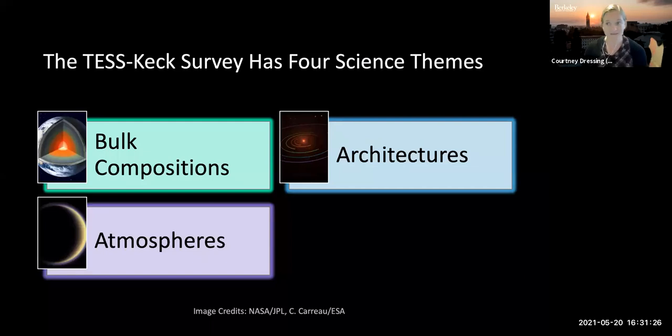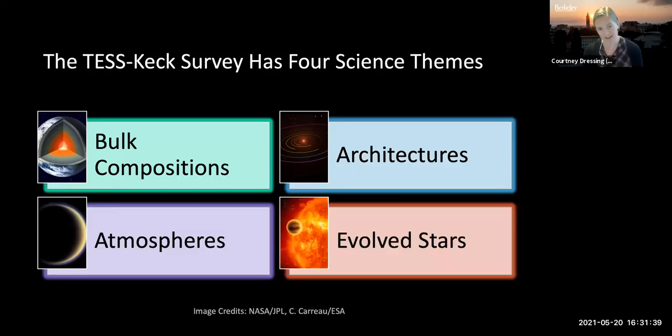Area 3 is atmospheres. We're all thinking about James Webb and Ariel, and we would like to know which planets have certain masses so we can prioritize their follow-up observations with James Webb. And then finally, the final branch of the TKS survey is to look at planets orbiting evolved stars to see what happens to planets as systems age.